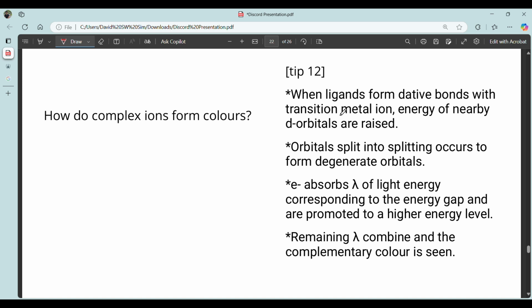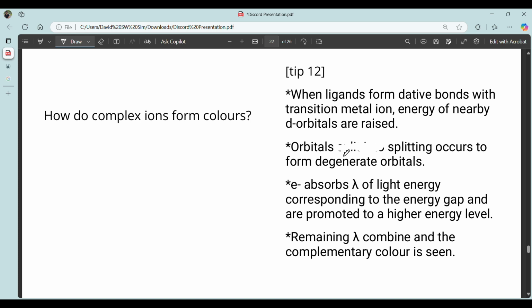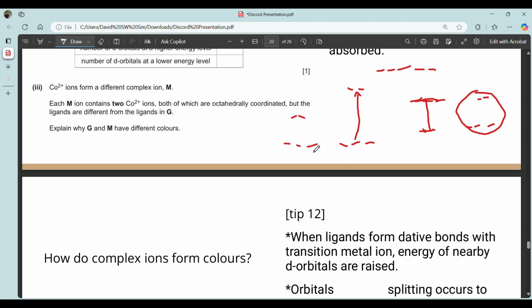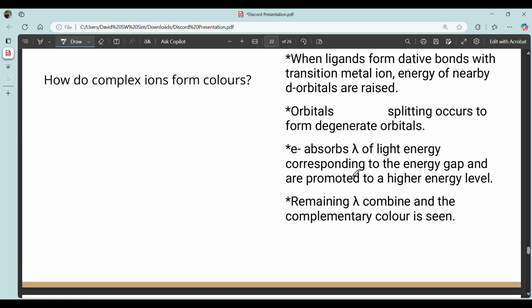First, the ligands form dative bonds with the transition metal ion, so they raise energy levels of the d orbitals. Then orbital splitting. Sorry, there is a typo here. Orbital splitting occurs to form degenerate orbitals, meaning the orbitals at different energy levels. Then electrons absorb light energy to move from the lower to the higher, and therefore the remaining light wavelengths combine to form the complementary color.